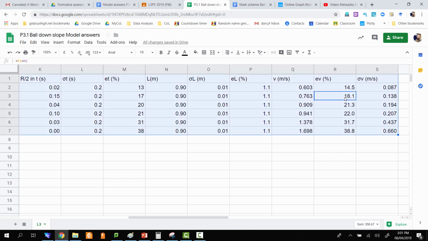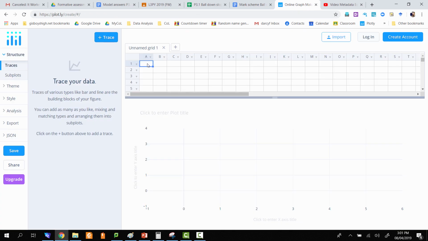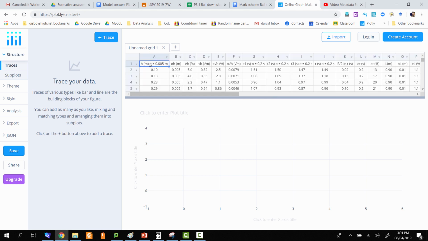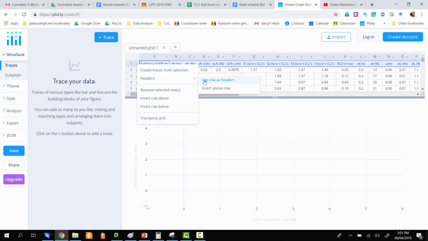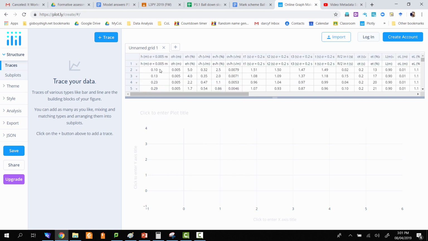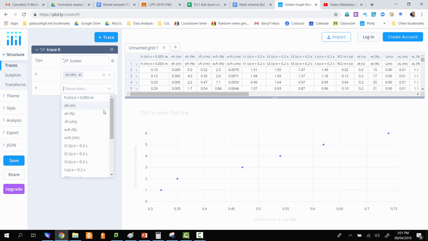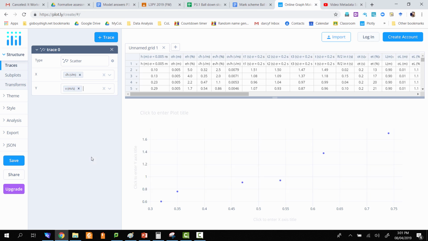let's Control A for the whole thing, copy all of that, and let's take it to our Plotly and pop it in here. Control V. You can see there's all my headings. Let's put them all up on the toolbar. Right, so I want to add a trace. I'm going to default to scatter. I want square root of H on the horizontal and V on the vertical.